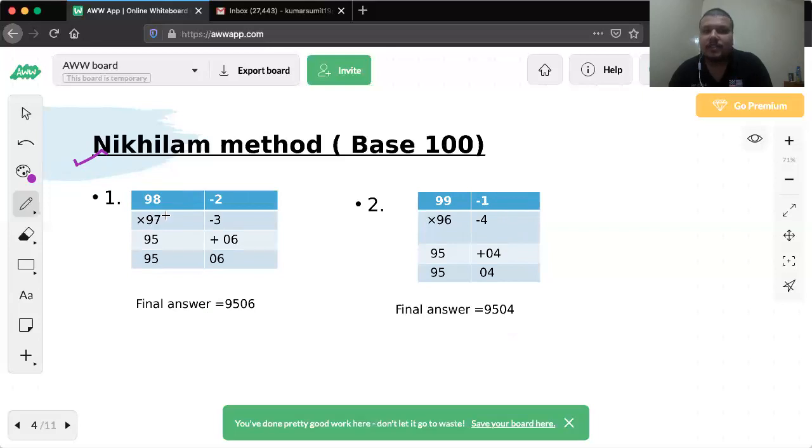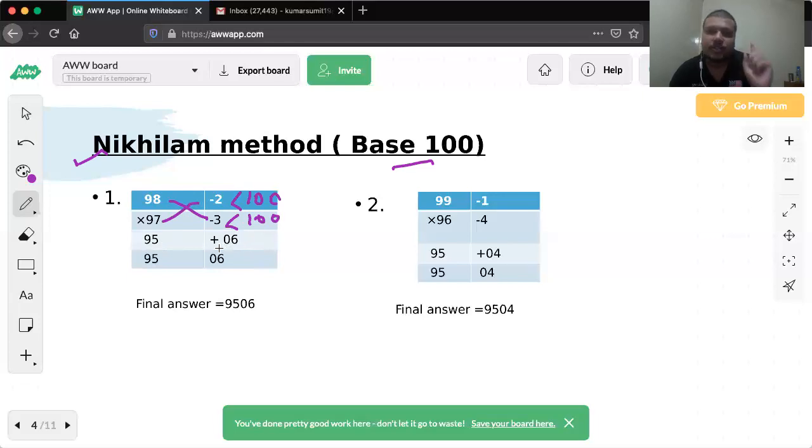Both 98 and 97 are close to a number, what, guys? 100, fine. 98 is 2 less than 100. 97 is 3 less than 100. Easy. So minus 2 into minus 3 is what? Plus 06. 98 minus 3 is what, guys? 95. 97 minus 2 is what, guys? 95. Again, here we can take two digits.